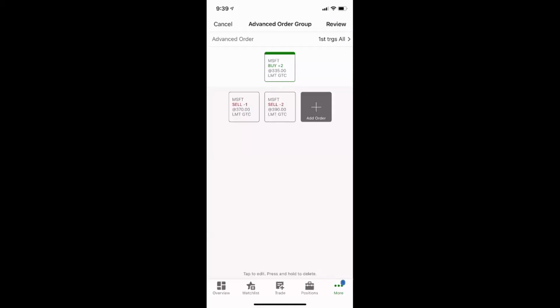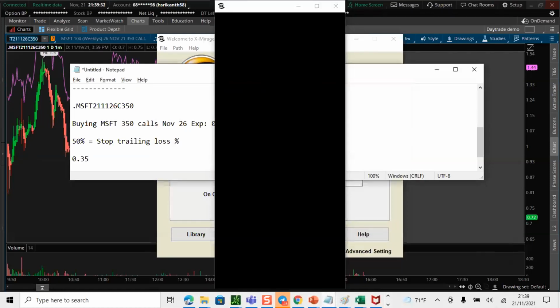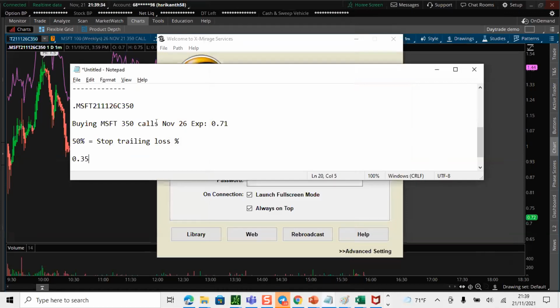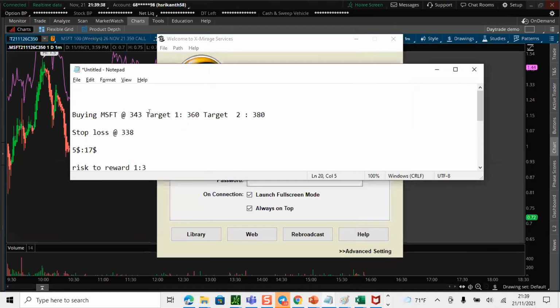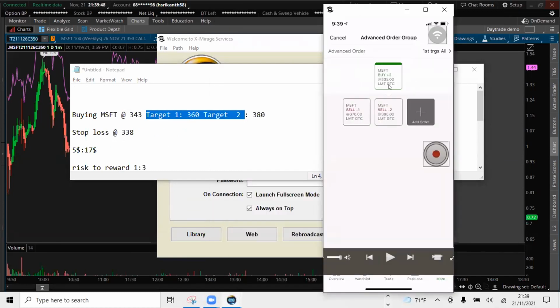So you guys know our targets. We have target one and target two. I'm trying to buy at a certain price, and I have target one, I have target two. You can set up everything automatically.